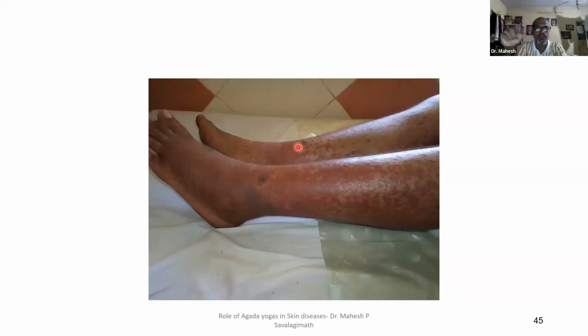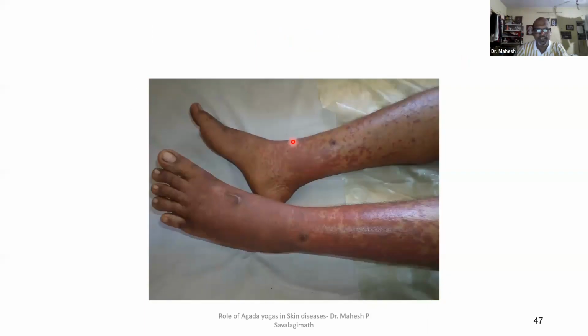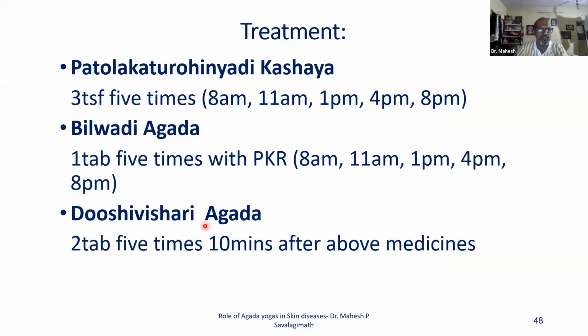Because of that, there will be this type of discoloration. This patient, again, we treated with the same medicine: Patola Katranadi, Bilwadi, Dushivishari. Only thing here is, we have given it 5 times.